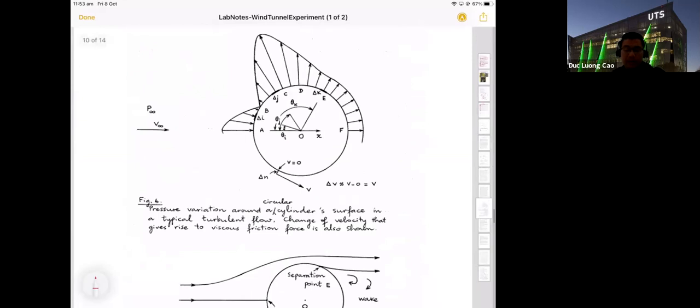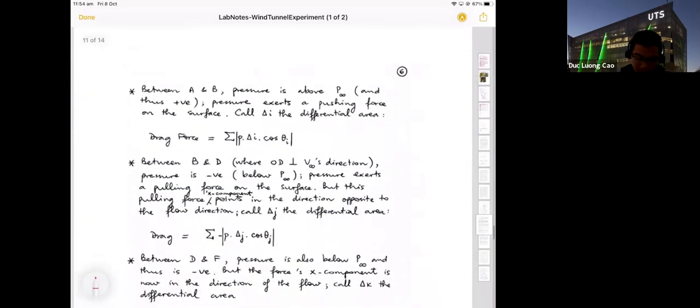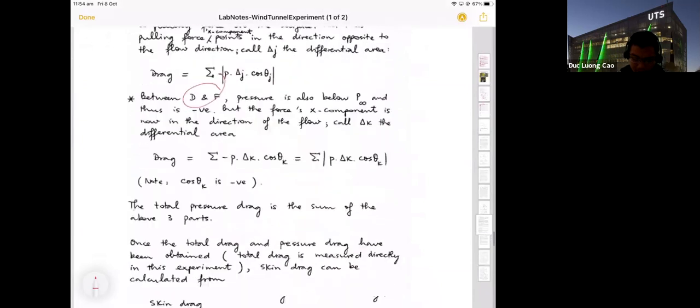For example, this one is the cylinder. This one is hole 1. This one is hole 21. And A, B, C, D, E, F divide this half cylinder into some areas. And in here you have the equation to find the drag force between A, B, B, D, D, F.